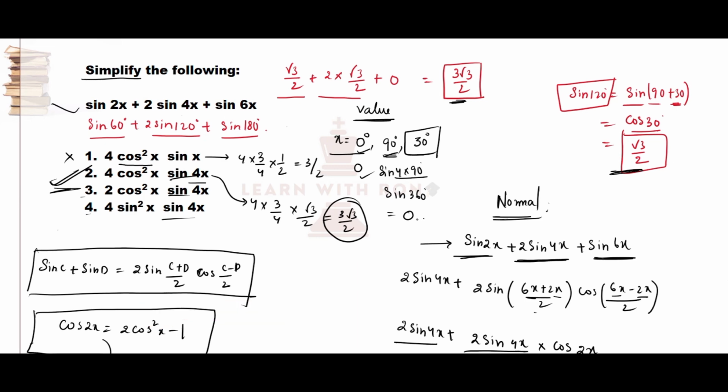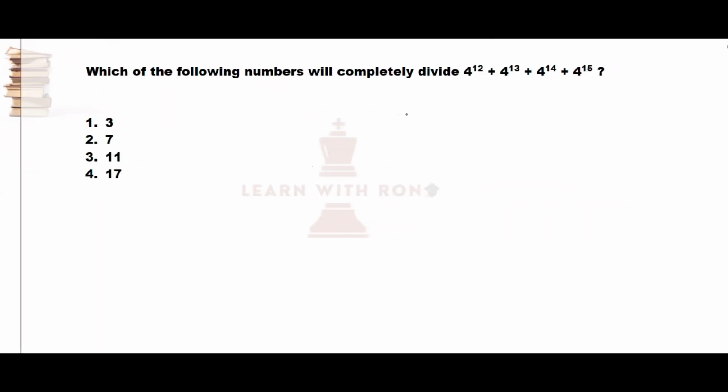Let's see our next question. See this question here. We need to find which number will completely divide this expression. So what is the expression they have given us? 4 to the power of 12, 4 to the power of 13, 4 to the power of 14 and 4 to the power of 15. In all these numbers we have common 4 to the power of 12. So if I take 4 to the power of 12 as common, we will be left with 1, 4, 4 square and 4 to the power of 3.